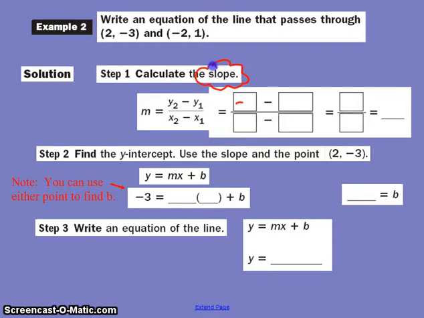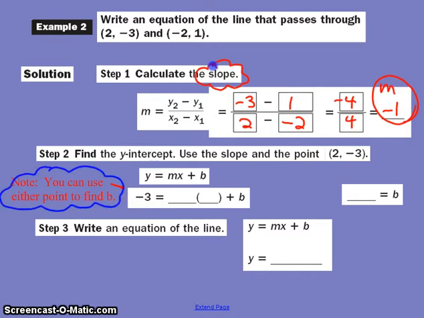I've got -3 minus 1 and 2 minus -2. I get a slope of -4 over 4, which is m of -1. I know part of my equation. My slope is -1, but I've got 2 ordered pairs this time. It actually doesn't matter which ordered pair you plug in. You can use either point to find the b.